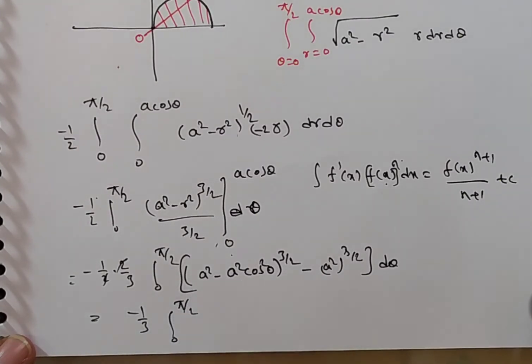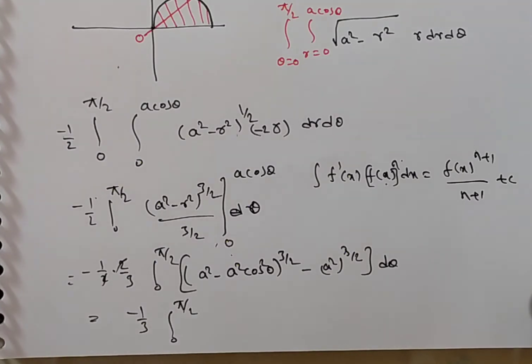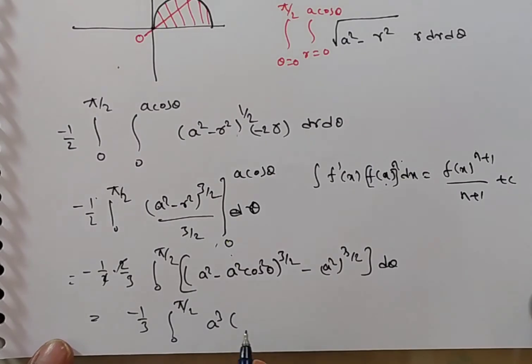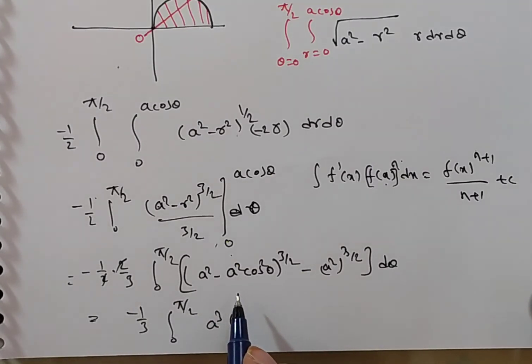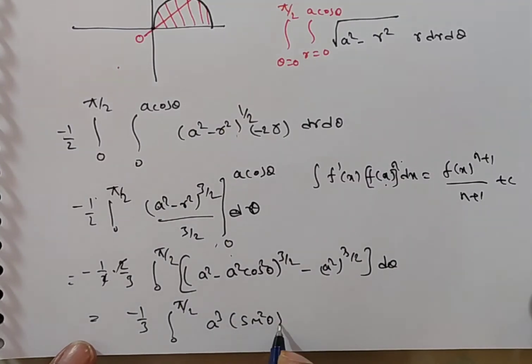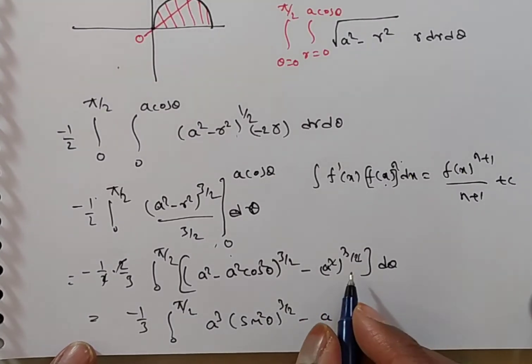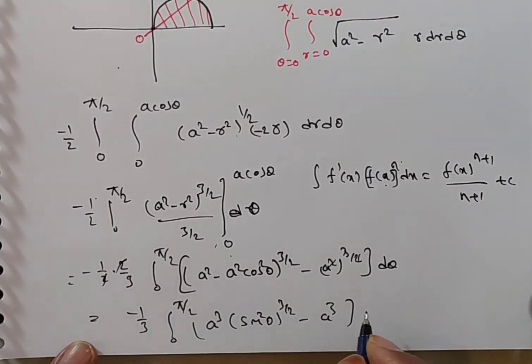From this I can take a square as common. If I take a square common, then I will have a square whole power 3 by 2, which is nothing but a cube. And inside, what do I have? 1 minus cos square theta, which you can write as sin square theta. So this is sin square theta whole to the power of 3 by 2. The square and square root get cancelled, then you will have a cube into d theta.